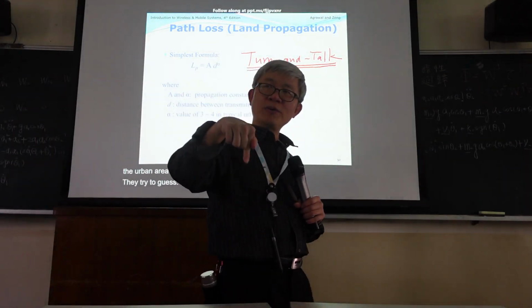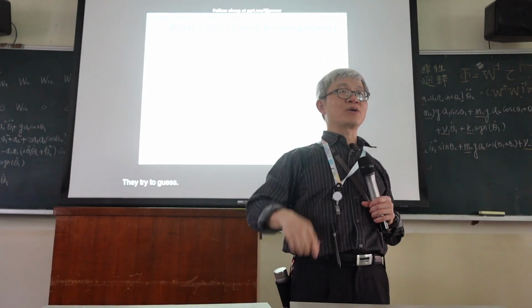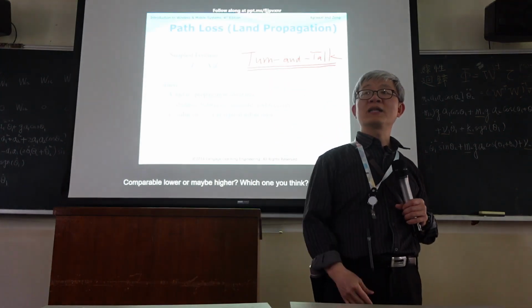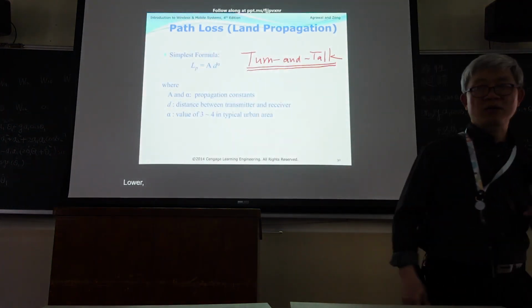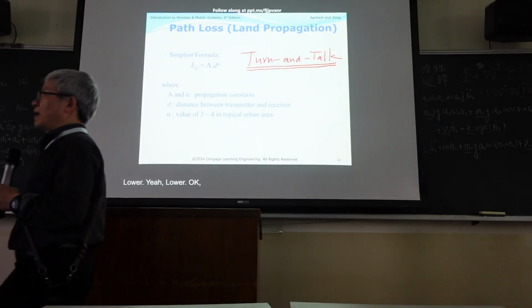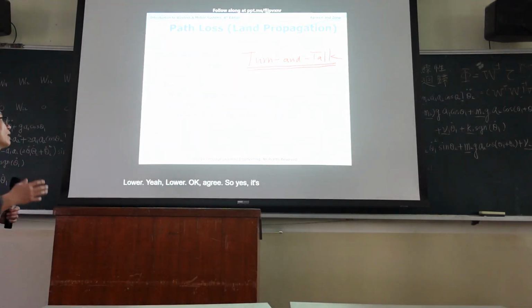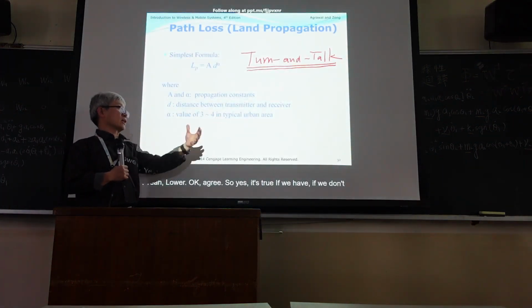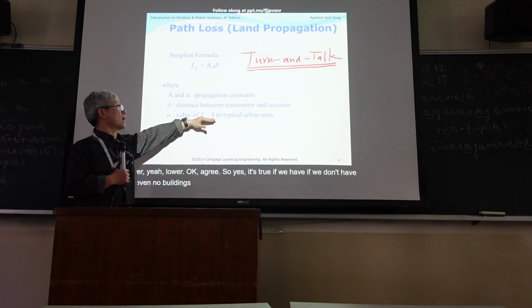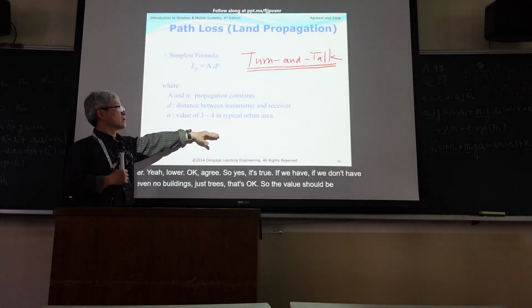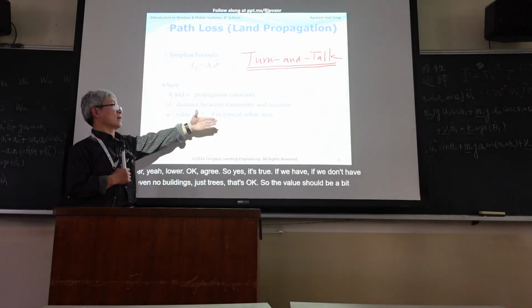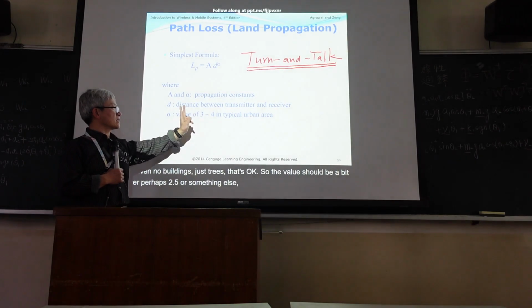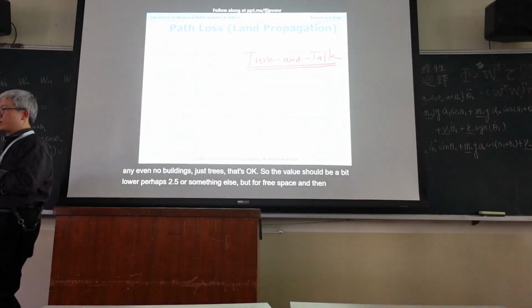Comparable, lower, or maybe higher. Which one do you think? Lower. Yeah, lower. Okay, agreed. So yes, it's true. If we don't have any buildings, just trees, that's okay. So the value should be a bit lower, perhaps 2.5 or something else. But for free space, it's 2. Alright, so this one.